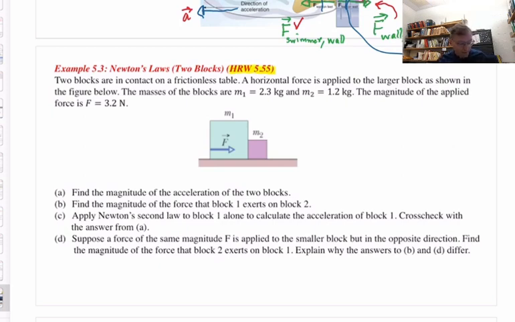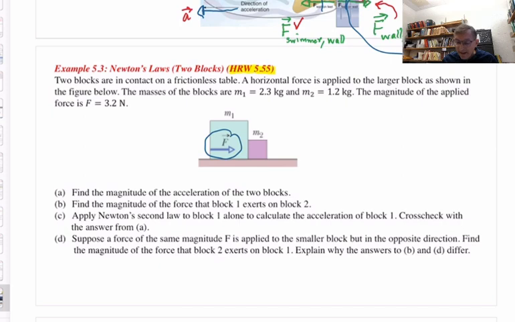Here's the wording of the problem. Two blocks are in contact. Well, you can see that in the drawing. On a frictionless table. A horizontal force, F, I'm going to call it, is applied to the larger block as shown in the figure below. There it is, right there. It's acting on the larger block, and it's pushing to the right.